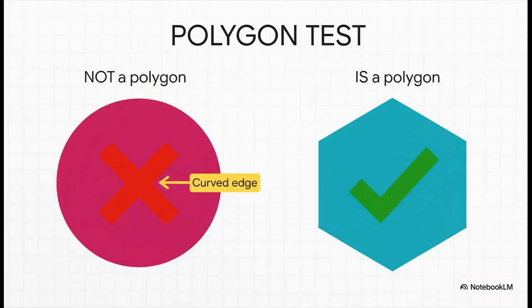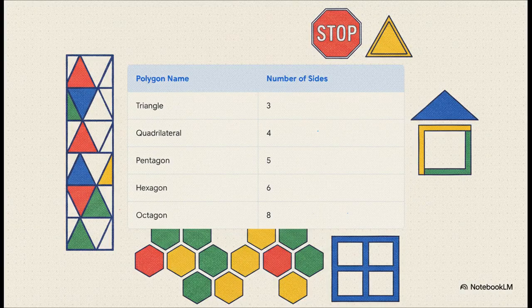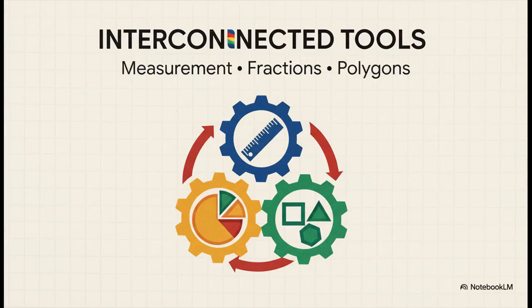And last rule, the sides have to be straight. That means a circle with its curved edge is out. We actually name polygons based on how many sides they have. You've definitely seen these shapes all over the place. So you see, these aren't just separate ideas. They're all connected. They're tools that really work together.